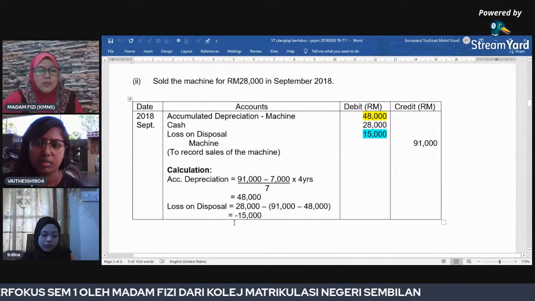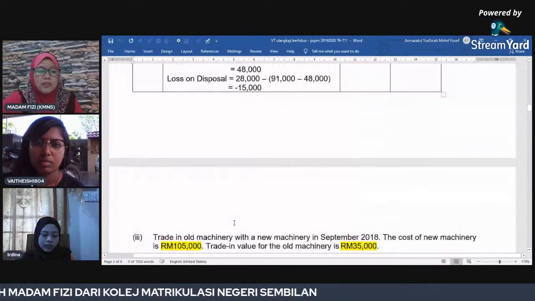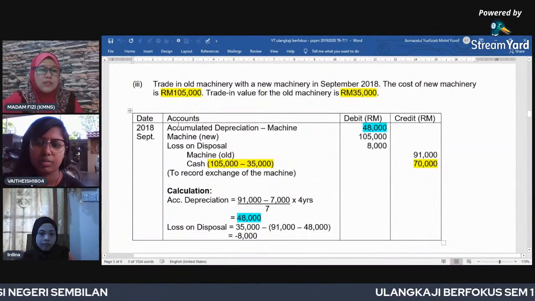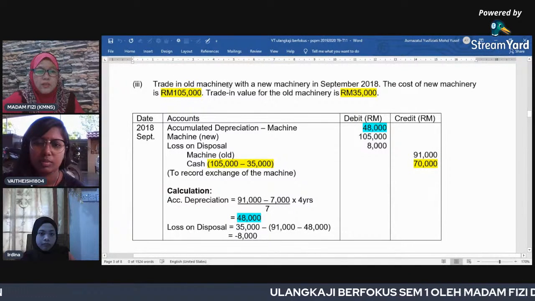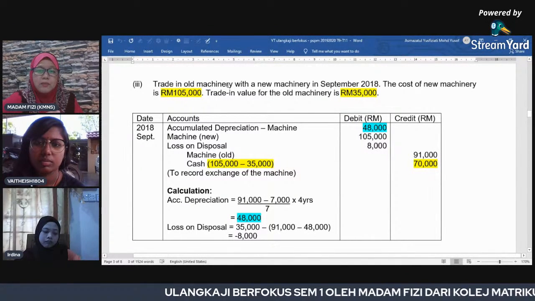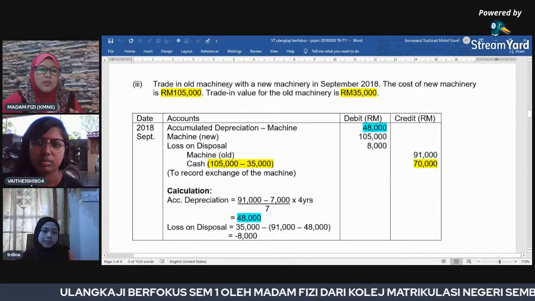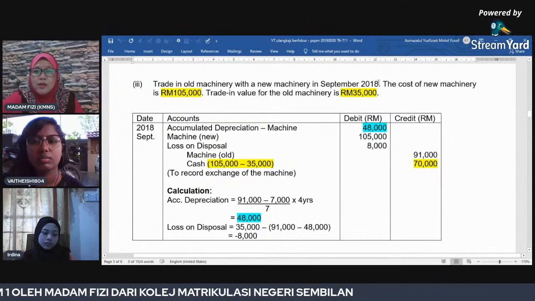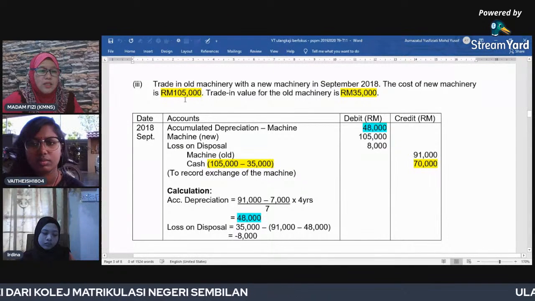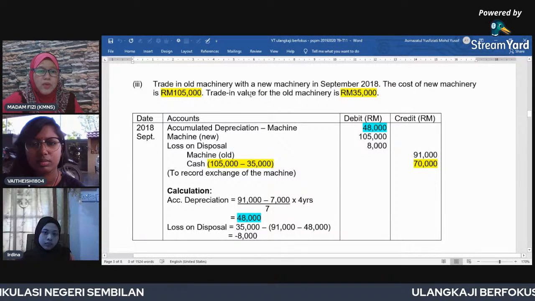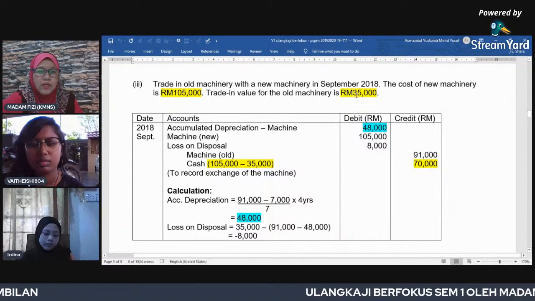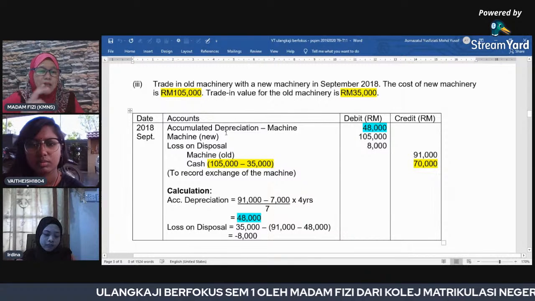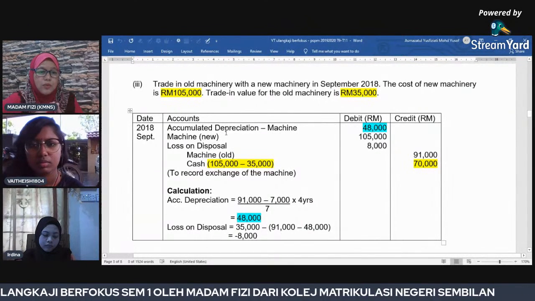Okay, so we take a look at the answer for 3 Roman. Trade in old machinery with new machinery in September 2018. So this is an exchange, or trade-in transaction. The cost of the new machinery is 105,000. The trade-in value for the old machine is 35,000. For a trade-in, that means there are two machines, old and new.